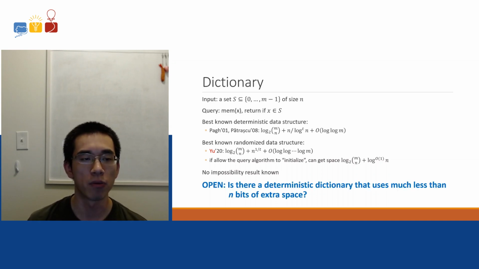So the open problem here is whether there is a deterministic data structure for the dictionary problem that uses much less than n bits of extra space and solves the problem with constant query time.